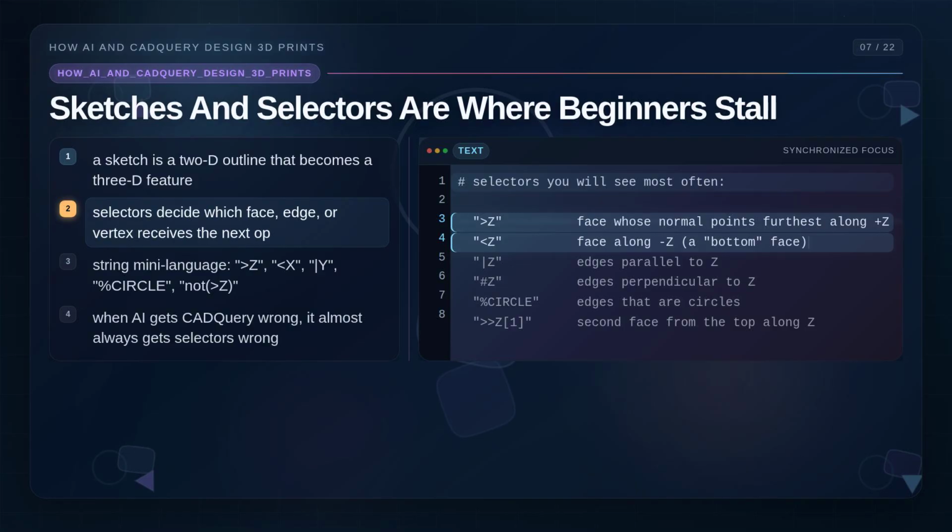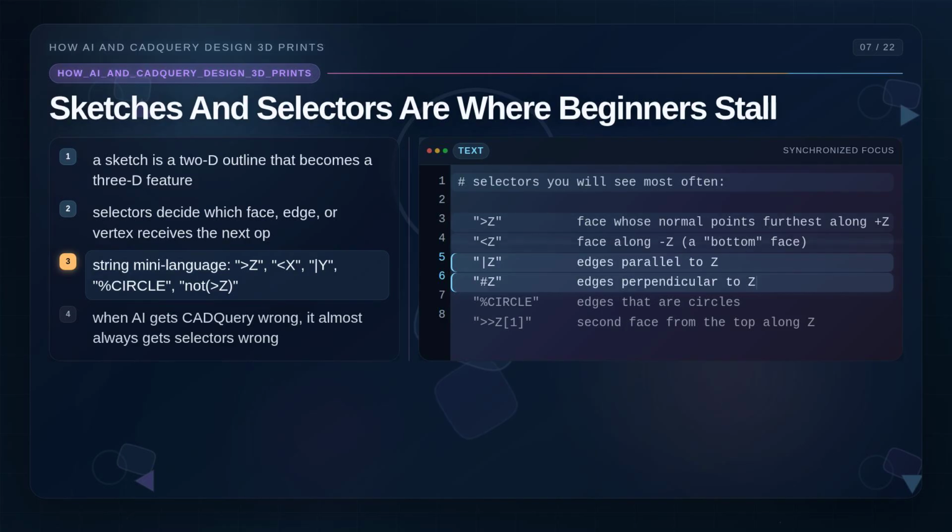Selectors are CADQuery's mini language for picking faces, edges, or vertices out of a solid so that the next operation knows where to land. Greater than Z means the face that points the most along positive Z. Pipe Z means edges parallel to the Z-axis. Percent circle means circular edges, which is how you grab the rim of a cylinder for a fillet.